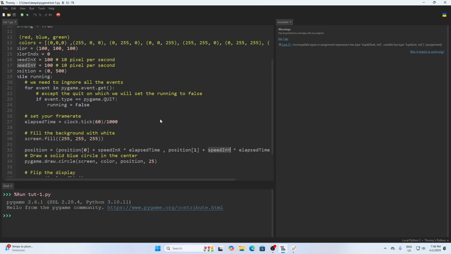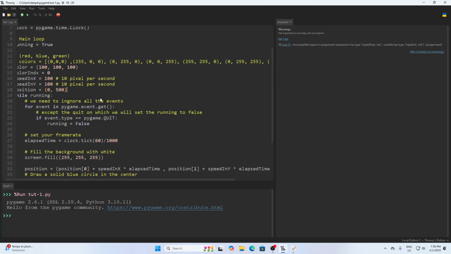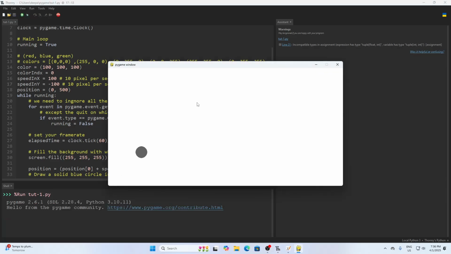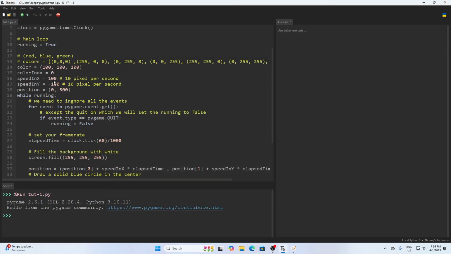Okay, so if we want to go up, what do we need to do? We need to use minus y, right? So let's see what happens now. So we go up, nicely up. We go forever up. A little more interesting, we are doing a little bit more interesting stuff now.